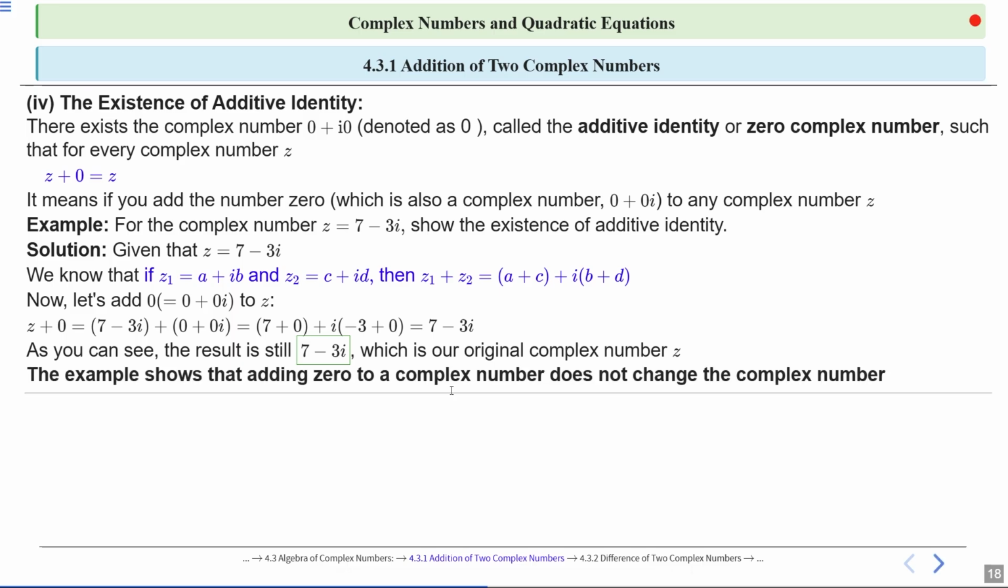So this example clearly shows that adding 0 to a complex number does not change the complex number. So this is why 0 plus 0 times iota is called the additive identity for complex numbers.